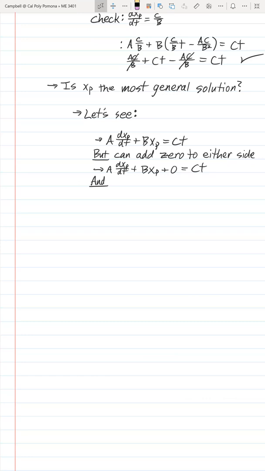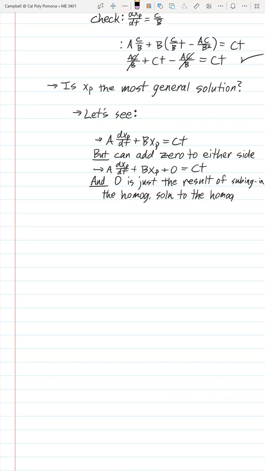Sure, the homogeneous form's out there, right? And 0 is, of course, just the result of subbing in the homogeneous solution to the homogeneous form, i.e. equal to 0, not equal to our forcing function, of this differential equation.